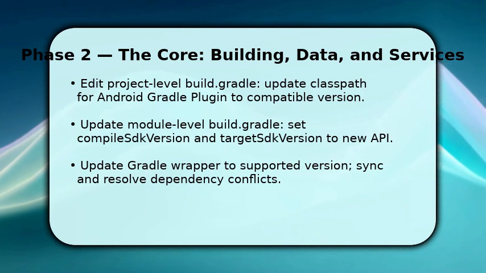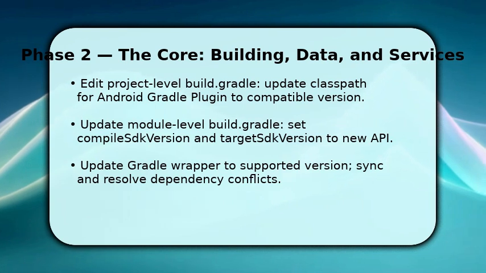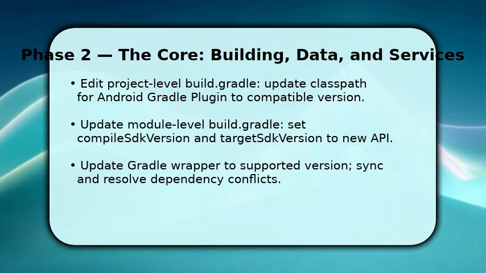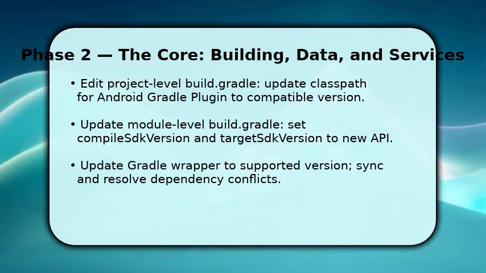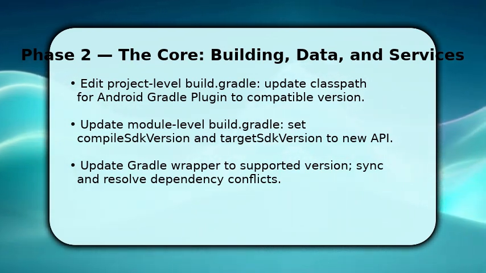Next, in module build.gradle, set compileSdkVersion and targetSdkVersion to the new API level and adjust support or AndroidX dependency versions accordingly. Then update the Gradle wrapper properties to a supported Gradle version and click Sync Project.